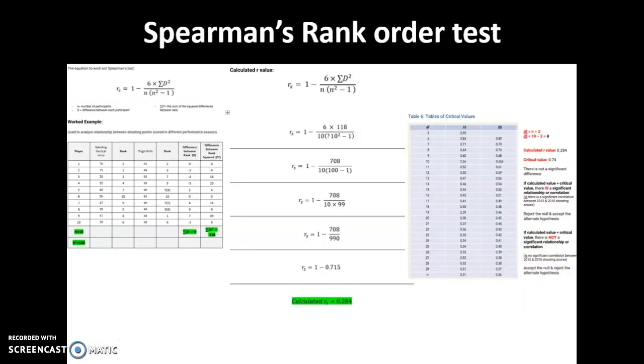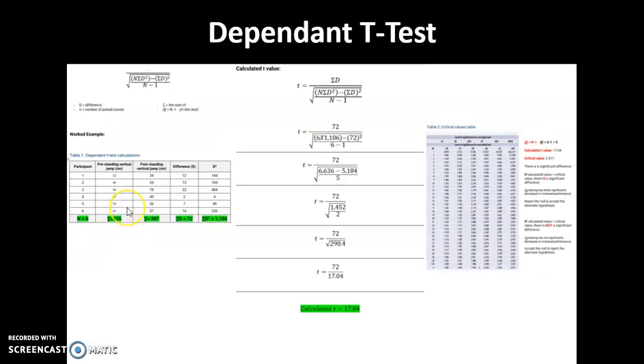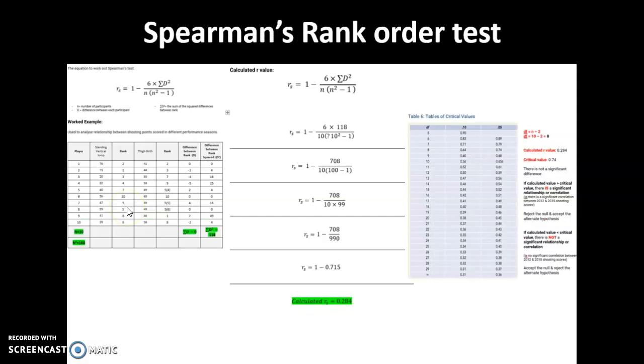Spearman's rank order. The equation for Spearman's rank order is Rs equals 1 minus 6 times the sum of d squared over n open bracket n squared minus 1 close bracket. Again, I have my data here. You need to work out the number, so 10, and then that squared, which is 100. And then you need to work out the difference between the ranks, so you have to rank them all. I've ranked them here, and then I've ranked them here again. You work out the difference, and then the difference between the ranks squared.